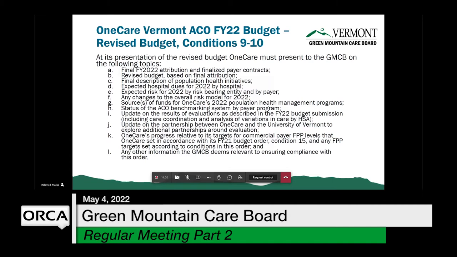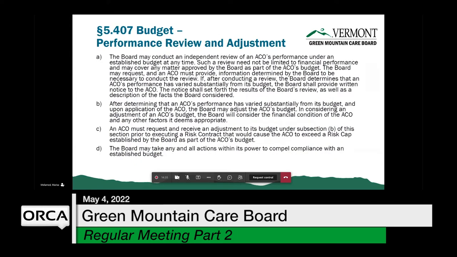Specifically, you asked for an update on care coordination and variations in care analyses that were discussed during the budget process, as well as an update on the partnership between OneCare and the University of Vermont to explore additional partnerships around evaluation, OneCare's progress relative to its targets for commercial payer fixed prospective payment levels that have been discussed throughout the budget process, as well as any other additional information that the board deems relevant. And finally, this is the specific language in Section 5.407 for your reference in this process.